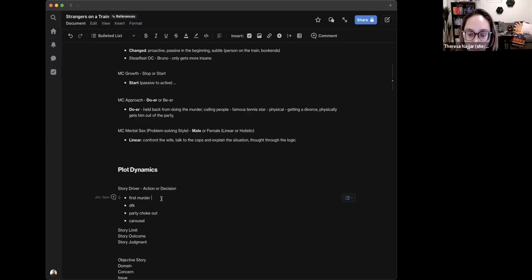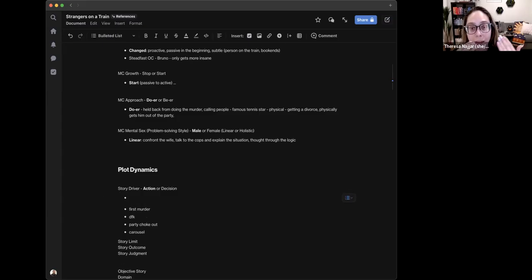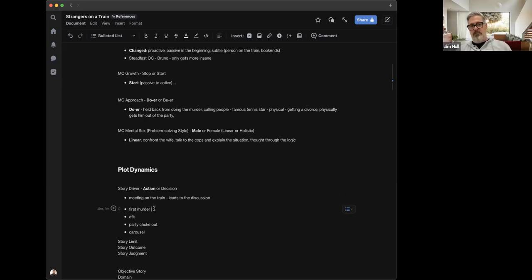I think it's action because at the very beginning, they only meet because, well, I guess it could be decision depending, but they meet on the train, and that action of them meeting on the train is what eventually leads to the whole discussion of the decision, and then about the murdering and the crisscross and stuff. Right. And then the first murder forces him to make a choice of helping him out, right? Do I call the police? Do I not?